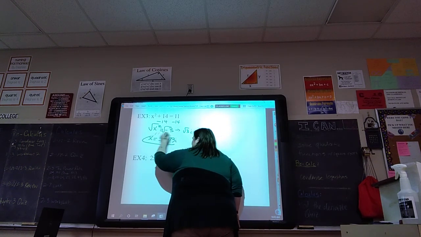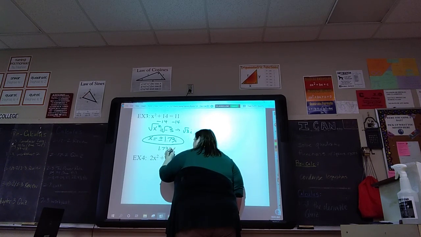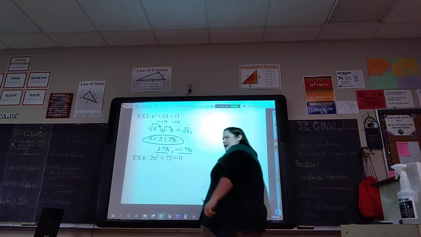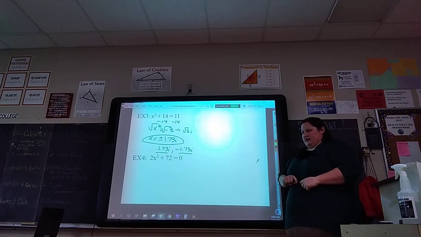Now, if you don't like writing with the plus and minus symbol, you can still write it like this: 1.73i and negative 1.73i. So you can still write them separately like that, or you can just use the plus and minus symbol. Questions on 13?